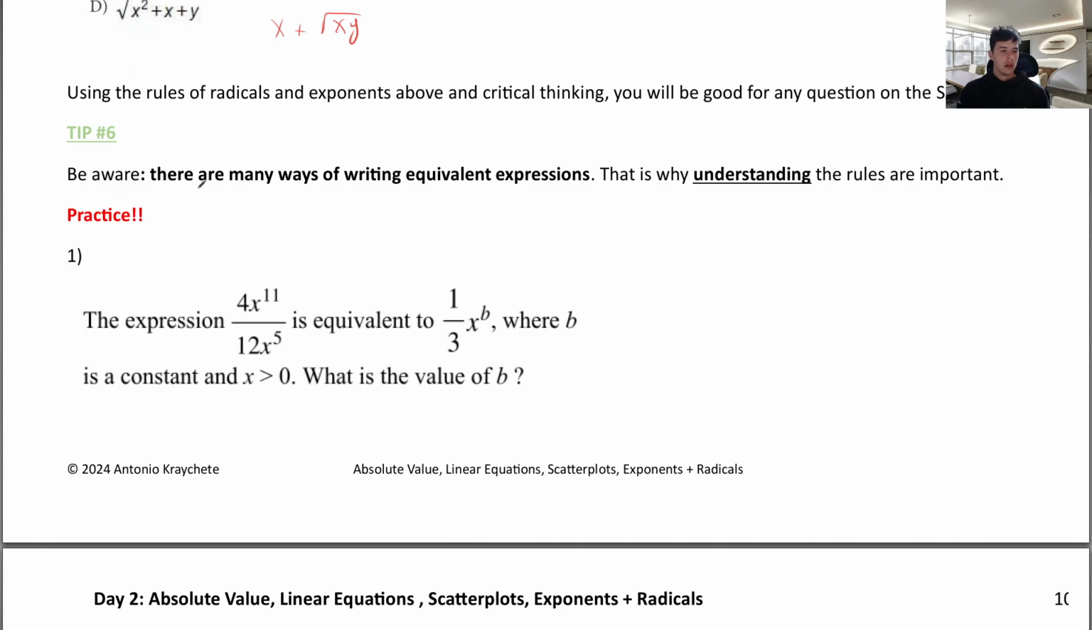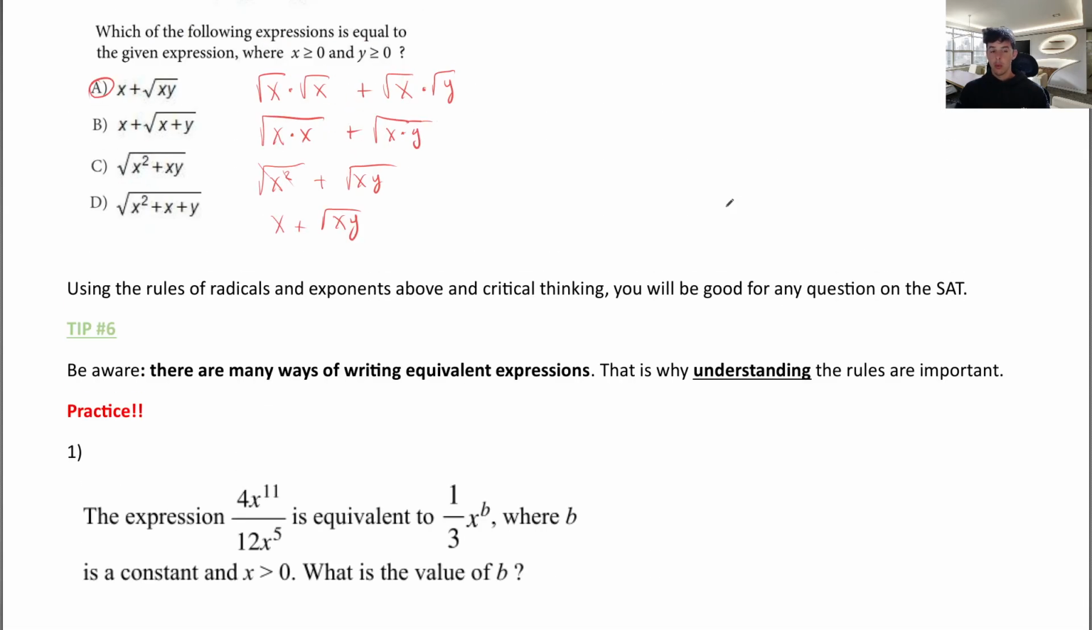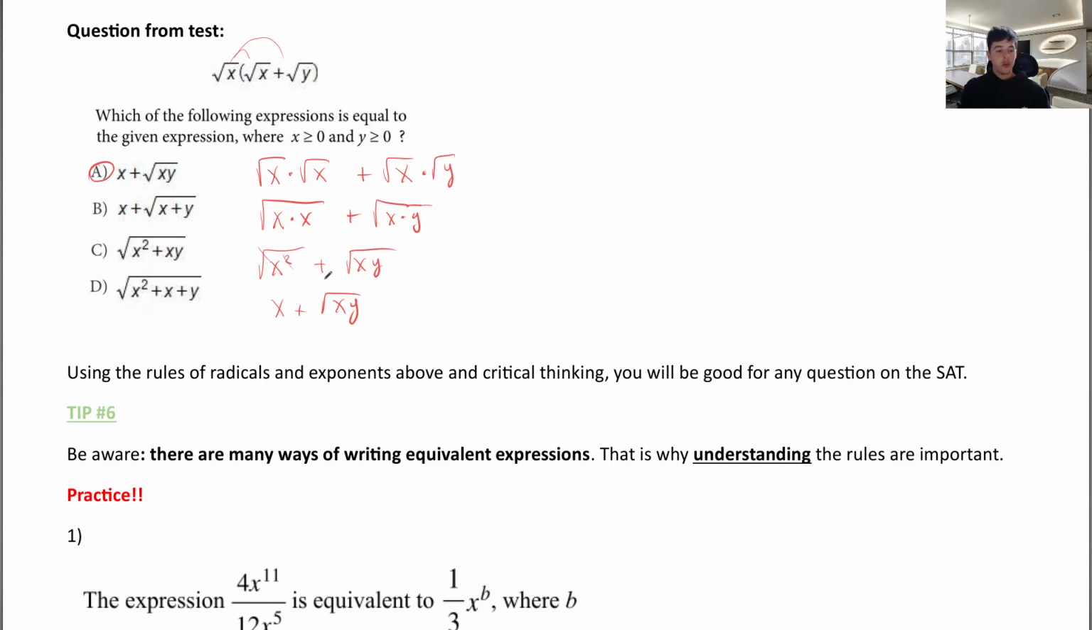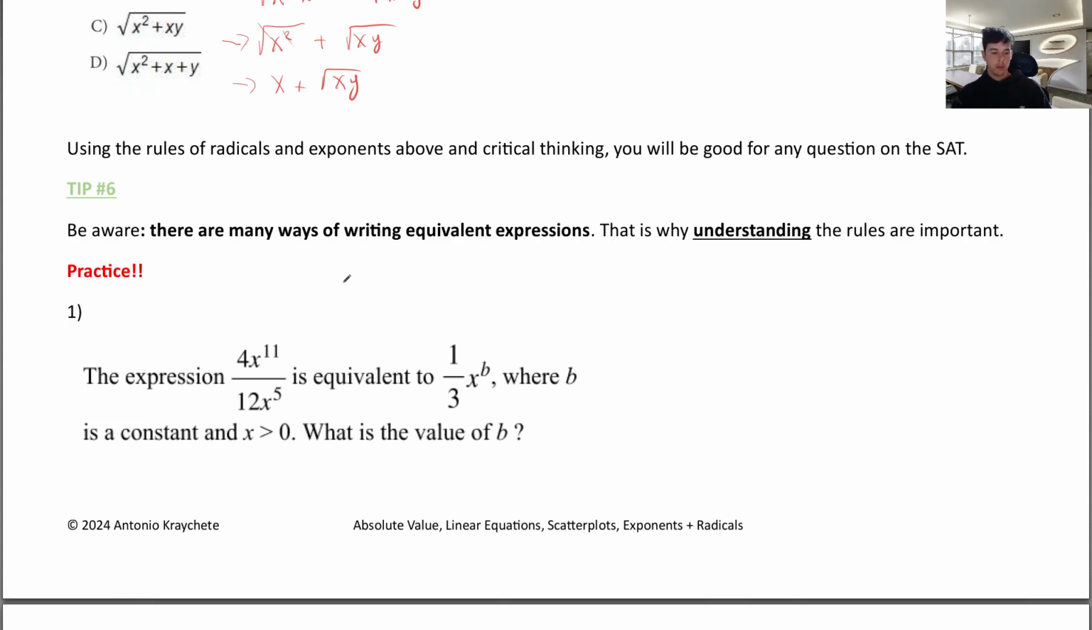All right. Here's a tip that I always like to give. There are many ways of writing equivalent expressions. That's why understanding the rules is important. Why is that? Because if we understand the rules, we can manipulate any equation any way we like. In other words, for example, this could be the answer, but it's not present in any of the answer choices. So we got to know that the square root of x cancels out with the square. This is a very easy example, but that happens in harder problems as well.